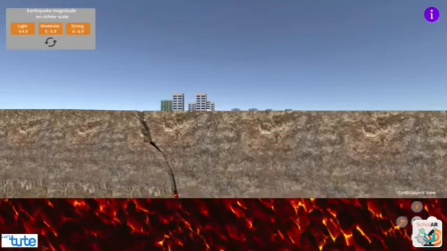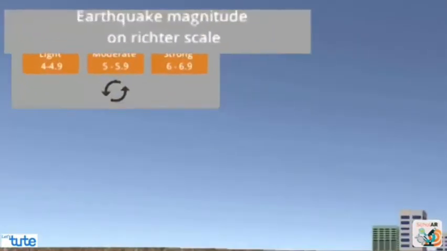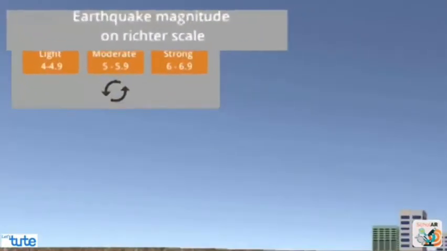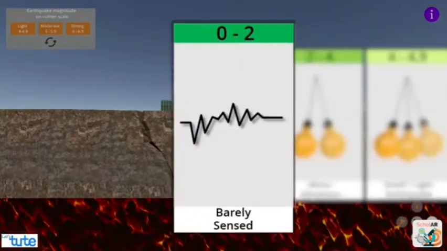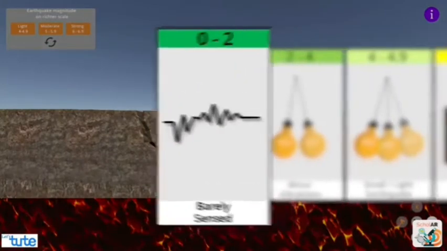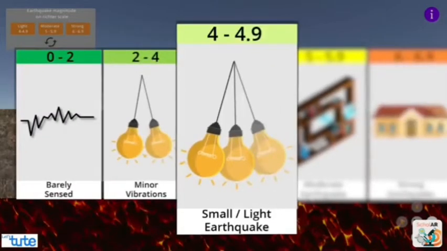On the left-hand corner, we can see a small box that says earthquake magnitude on the Richter scale, with 3 buttons that show the magnitude of the earthquake. If the intensity is between 0 to 2, it can be barely sensed. When the intensity is more than 2 and less than 4, we can feel minor vibrations and sense it a little. From 4 to 4.9, it is considered a small or light earthquake.